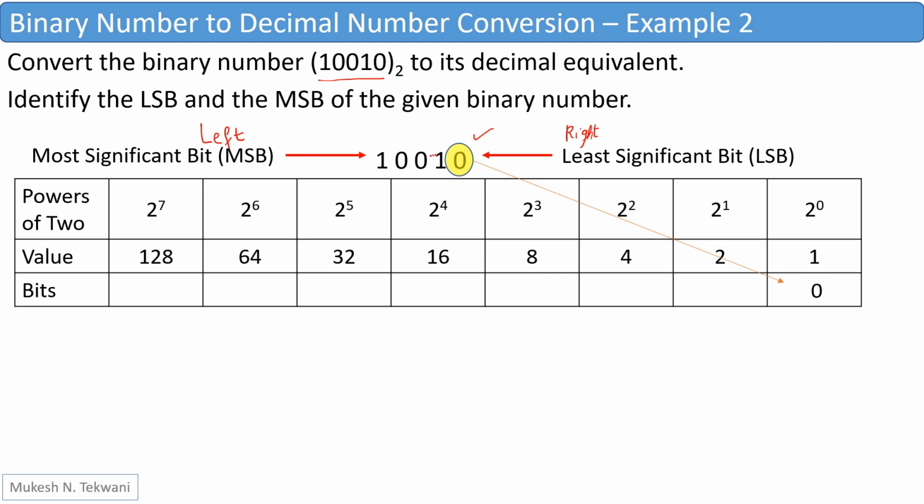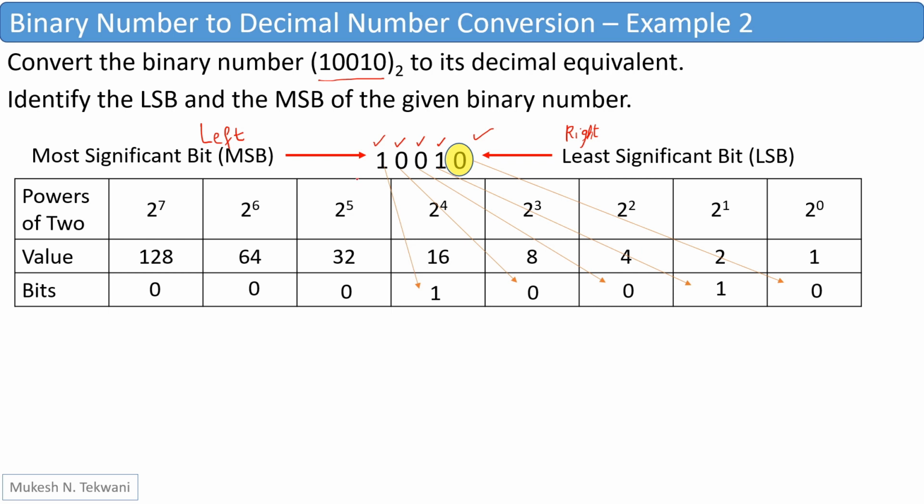The next bit is 1, so we copy this bit under the power of 2 raised to 1. Our next bit is 0, that will be copied under the power of 2 raised to 2, that is the value 4. The next bit I have here is 0, so we copy it under the power 2 raised to 3 with value 8. And the last bit, the most significant bit in this example, is 1, so that is copied under 2 raised to 4, and that becomes 1. Since all the bits have been used up, we just pad the remaining bits with 0.